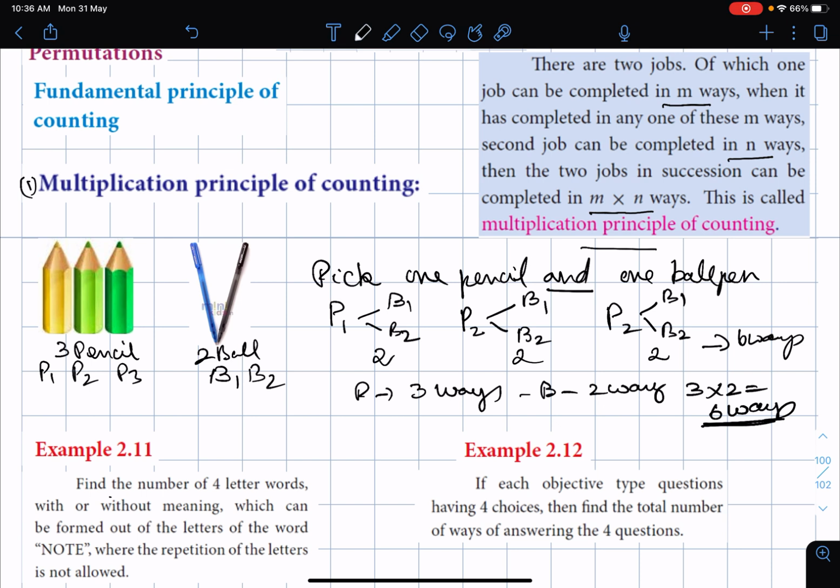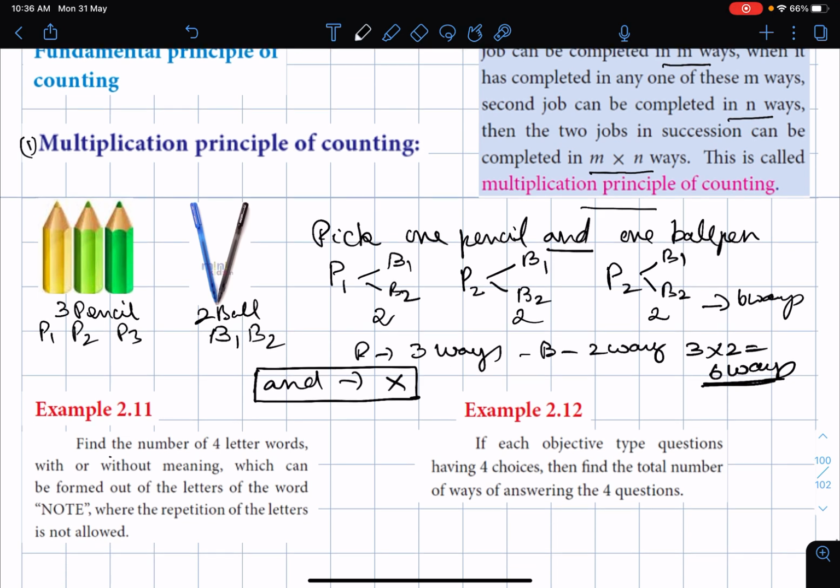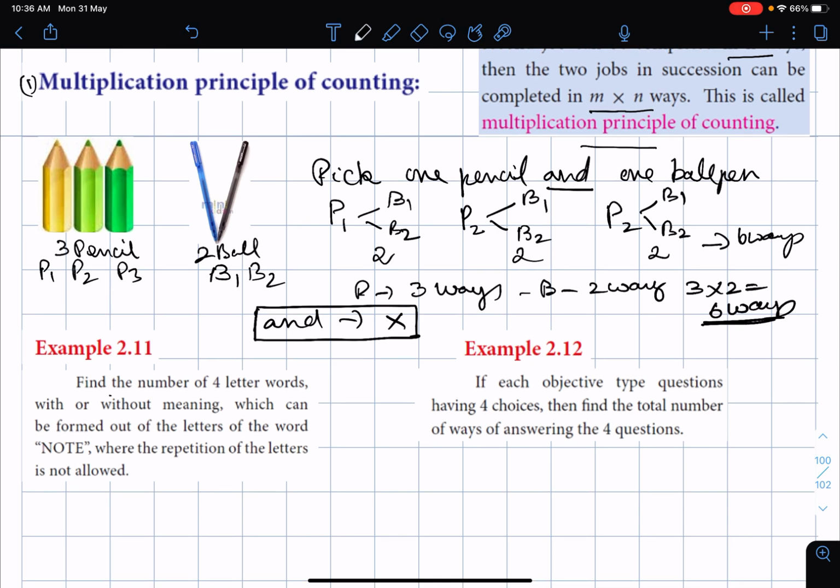And means multiplication. So if you remember that and is multiplication, then it is easy for you to answer your questions and easy to identify between the two rules: multiplication principle of counting and addition principle of counting. First we are seeing multiplication, because you have seen the factorial. Factorial also comes under the multiplication principle of counting without repetition. So when you get and, it is going to be multiplication.